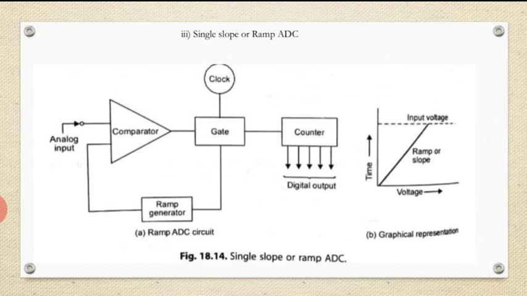A ramp analog to digital converter involves a voltage which is increased at a constant rate, and hence it is called a ramp voltage. Why is it called a ramp? Because it increases at a constant rate and is applied to a comparator, where it is compared with the analog voltage. The time taken by the ramp voltage to increase to the value of the sampled voltage will depend on the size of the sampled analog voltage.